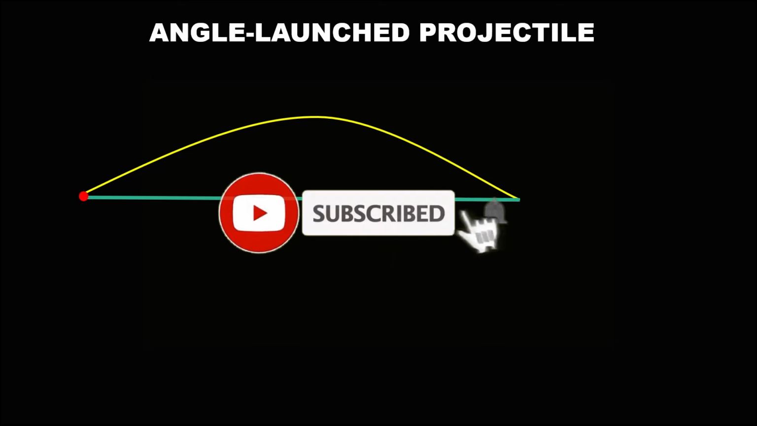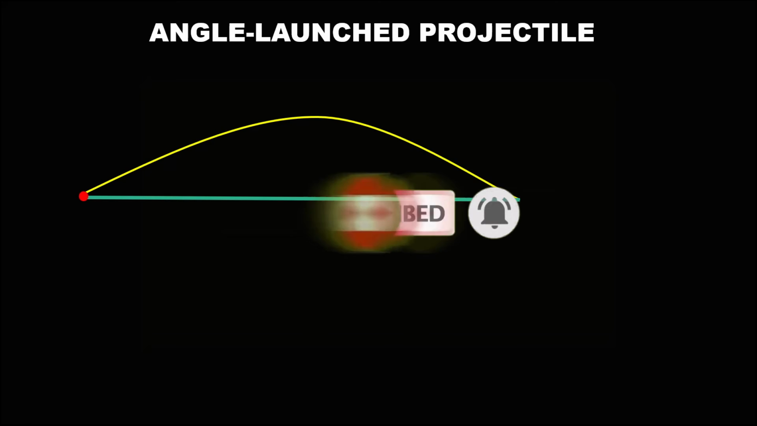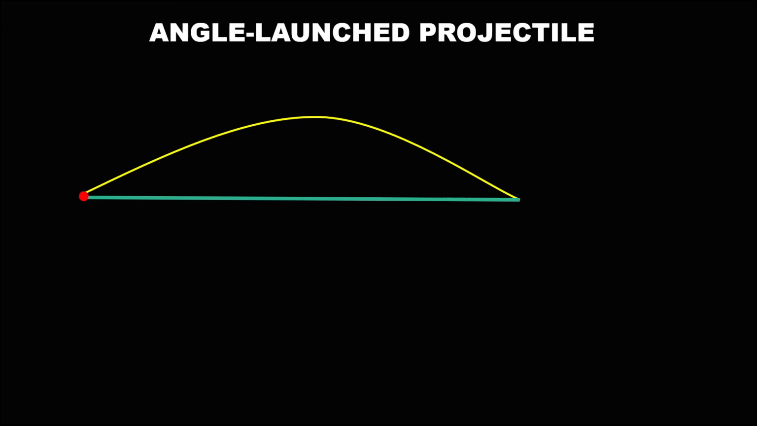So let's have this problem. For this angle launch projectile motion, these are the things we need to remember. This is the given angle, the angle theta. Then we have the initial velocity, and this is the initial velocity for x. Then the initial velocity for y.